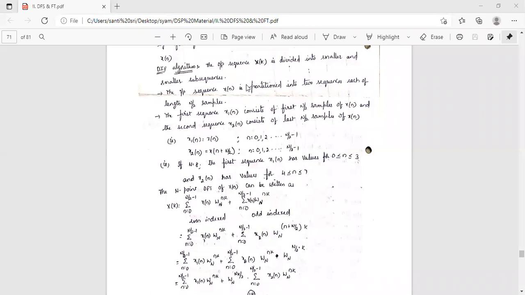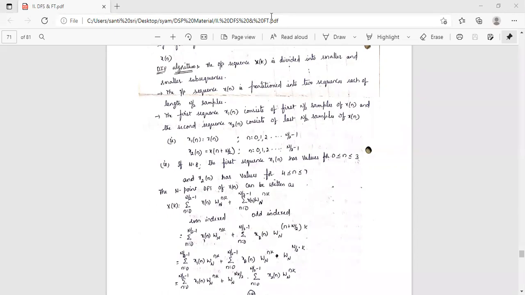So the input sequence x of n is partitioned into two sequences, each of length N by 2 samples. The first sequence x1 of n consists of the first N by 2 samples of x of n, and the second sequence x2 of n consists of the last N by 2 samples of x of n. So here x1 of n is x of n, where n equals 0, 1, 2, 3 up to N by 2 minus 1, and x2 of n equals x of n plus N by 2, where n is equal to 0, 1, 2, 3 up to N by 2 minus 1.